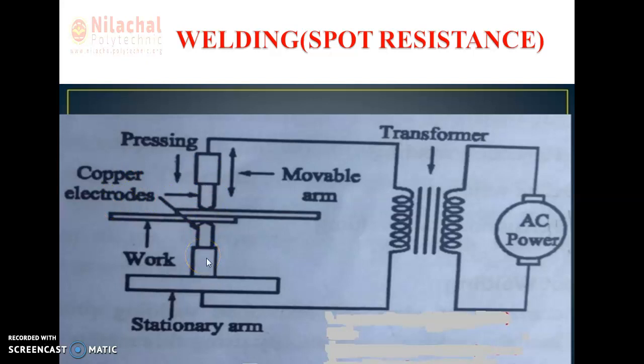So as per the working, in spot welding, overlapping sheets and plates of metal are joined at small areas. The pieces are assembled in an overlapping manner and placed between two electrodes made of copper or copper alloys. Thereafter, a low voltage and high ampere current is passed between them by using these electrodes.